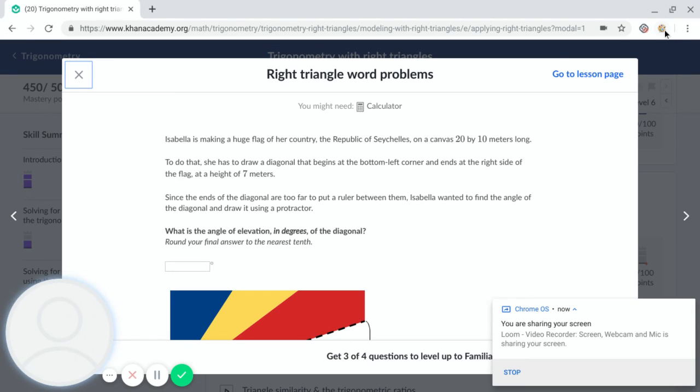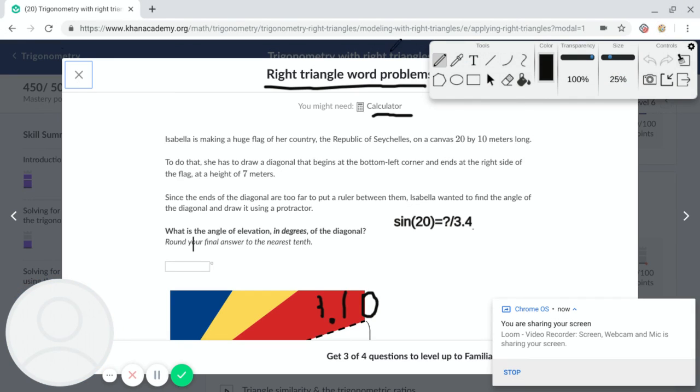And today we're going to be doing right triangle word problems. Let me get rid of all of this. These were from several failed attempts at recording, because I've been having problems.